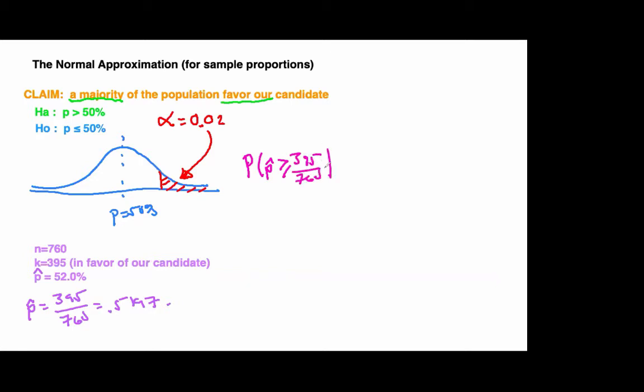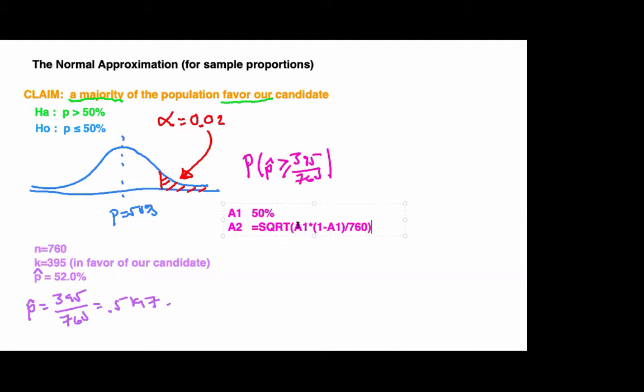Well, let's write out what we would do. How would we actually get this if we were using Excel? If we were using Excel, we would do something like this. In cell A1, I would enter 50%. In cell A2, I would enter equals square root of A1 times 1 minus A1, over 760.